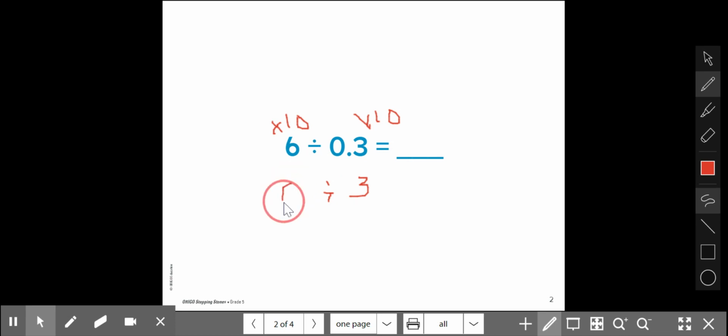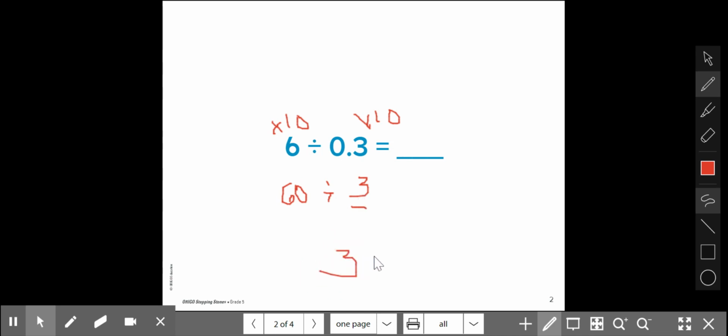And 10 times 6 is 60. Well, this is a little bit easier now. I've got a whole number divided into a whole number. All I did was make this into a whole number, which I do think helps. So the number 3 goes into 60.